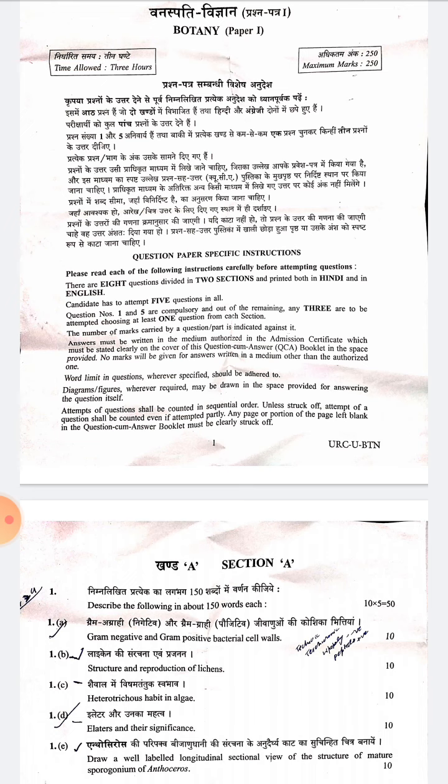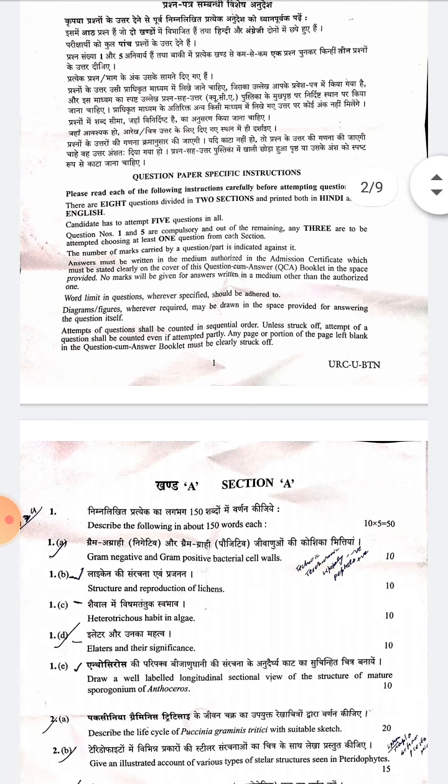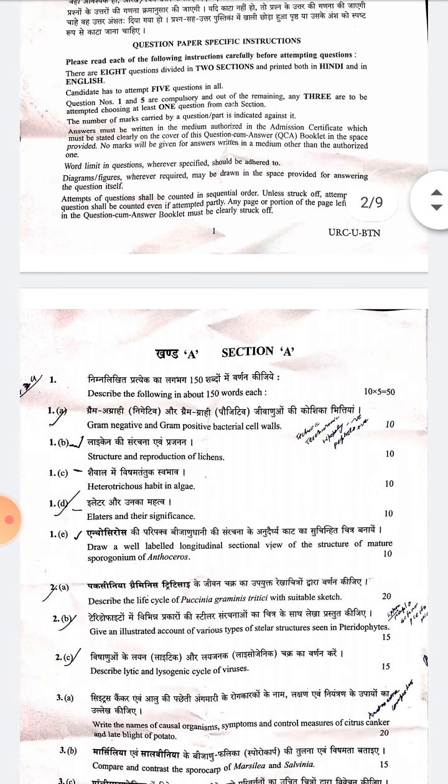The first question is: Gram-negative and Gram-positive bacterial cell walls. 1B is the structure and reproduction of lichens. 1C is the heterotrichous habit in algae. 1D is the elaters and their significance. 1E is: draw a well-labeled longitudinal sectional view of the structure of a mature sporangium of Anthoceros. And the second question is of 20 marks.